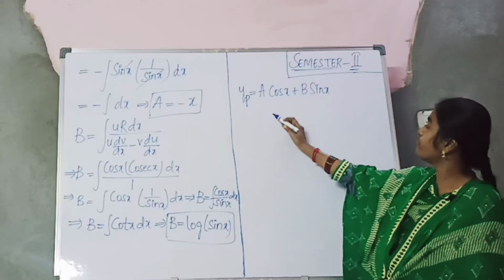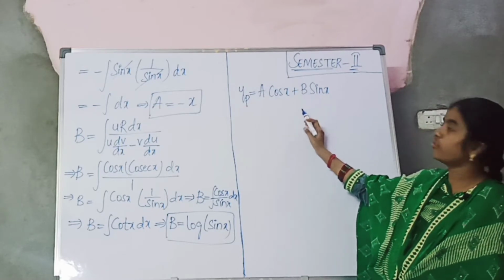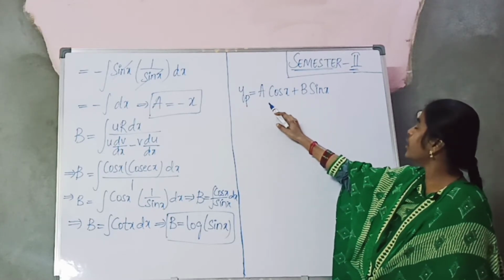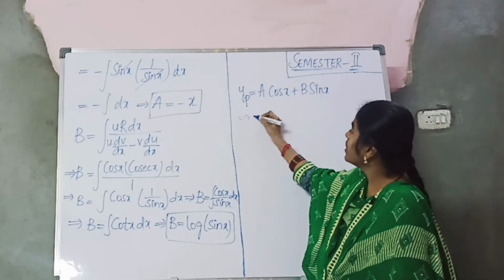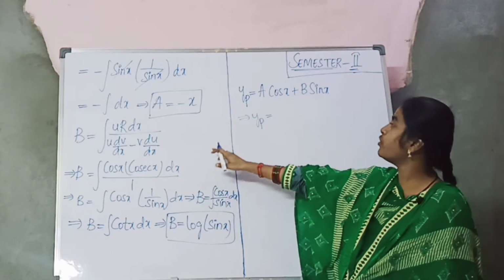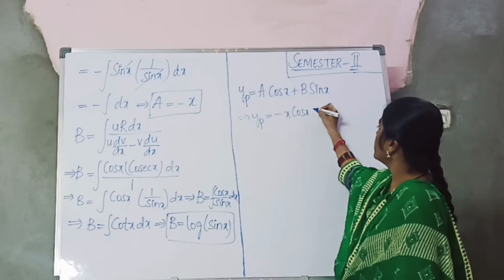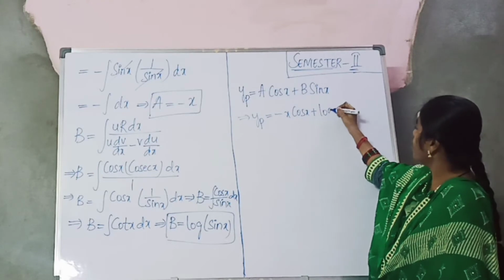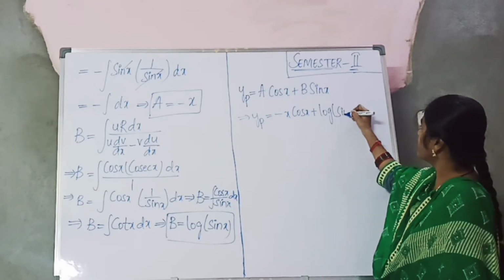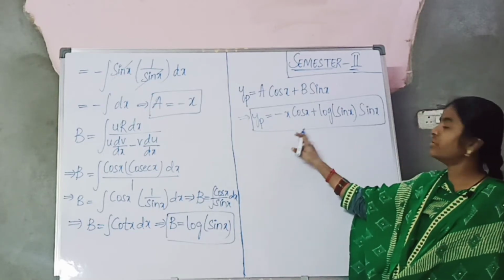Now according to step 4, we have to substitute the values of a and b. So yp equals a cos x plus b sin x. So yp equals, what is the value of a here? Minus x cos x plus, what is the value of b? Log of sin x into sin x as it is. So this is the particular integral.